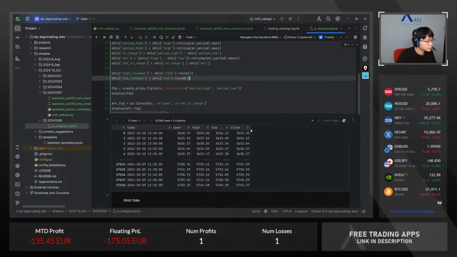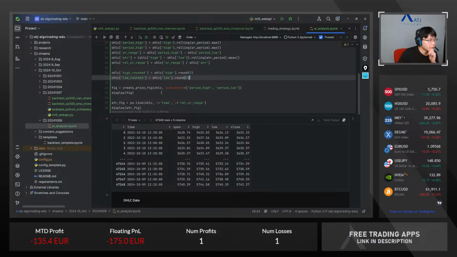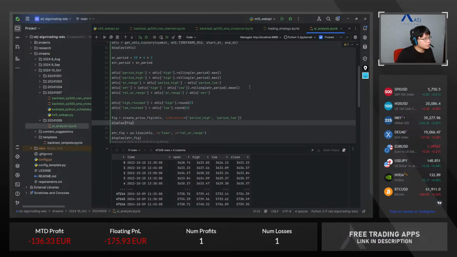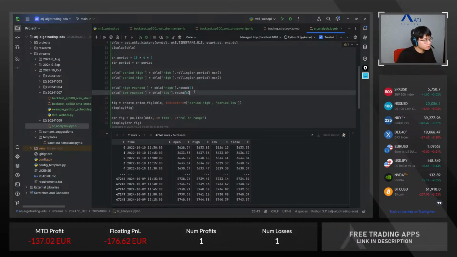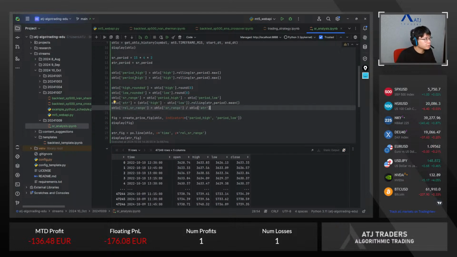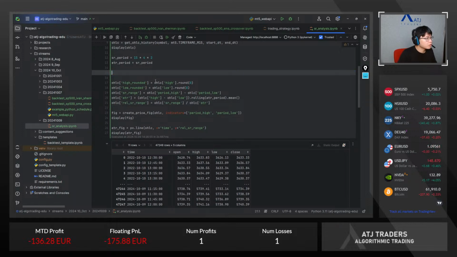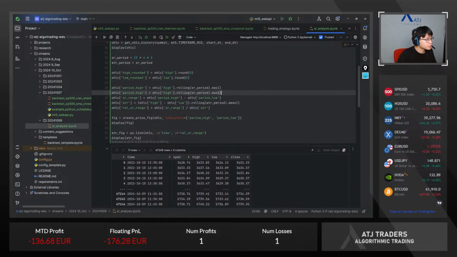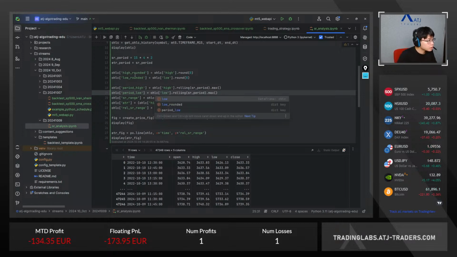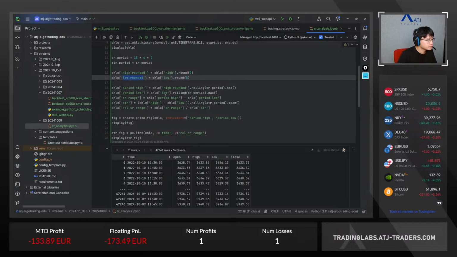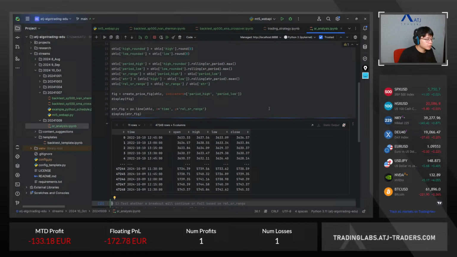Okay, so let's continue with the rounding. So high rounded, low rounded. Let me take these values here. Now we are no longer using the period high and period low. We are using the rounded values. So instead of, I made a mistake here. Here I want the low. Oh, I want the rounded values. So I think now it should look somewhat better.